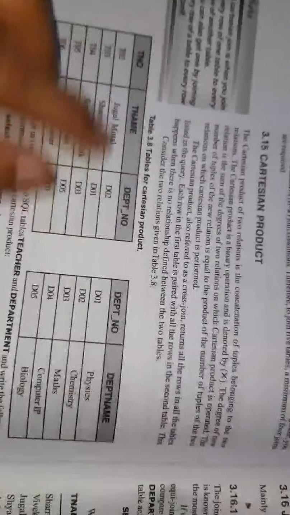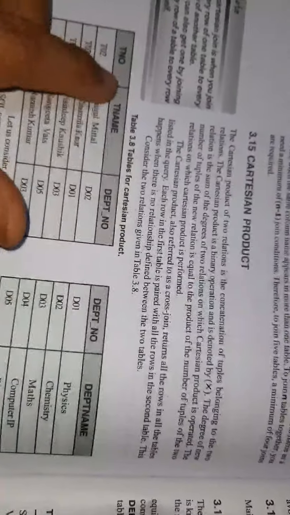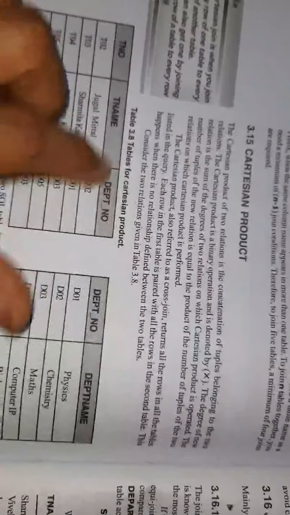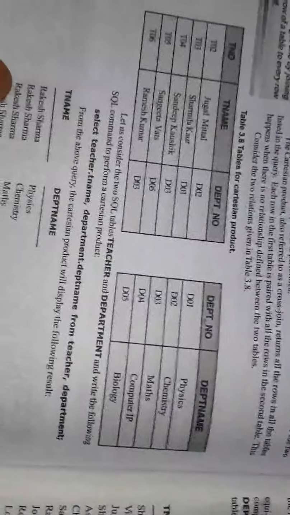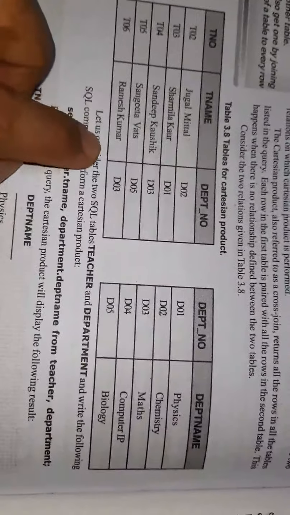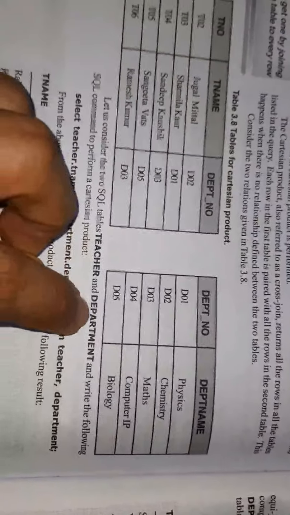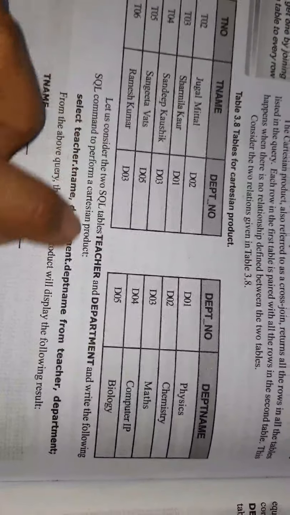Okay, so you will have a link with all the rows from one table to the other table, like that. So in total you will have 25 rows of data when you join these two tables. Now, in this example, let us consider the two SQL tables, teacher and department, and write the following SQL commands to perform a Cartesian product.